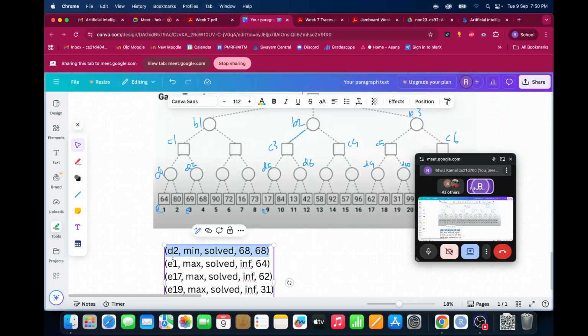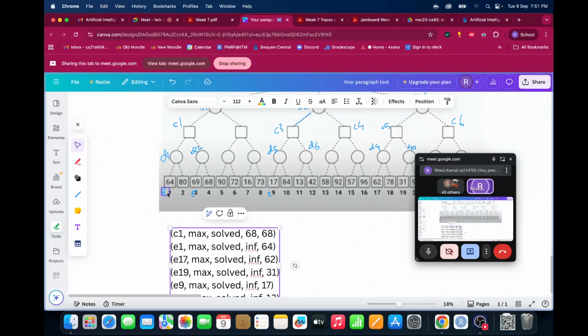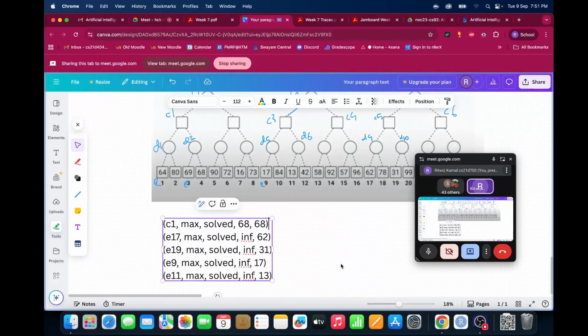So we will remove D2 and C. We will add C1, which is a max node, which is solved, bound of 68, also returning 68. And because C1 is also solved, we don't really need E1, right? Because C1 is solved through D2. So E1 will also be pruned out. We don't need E1 anymore in the queue.